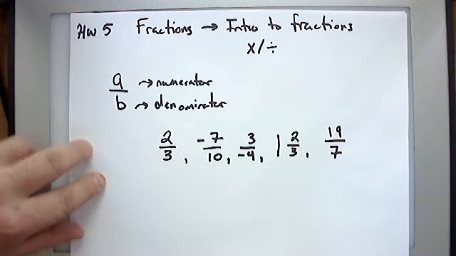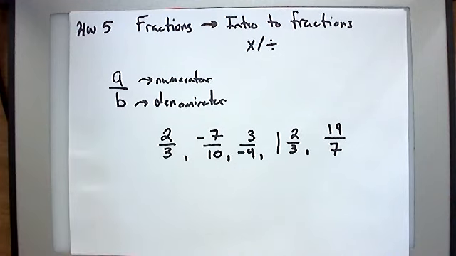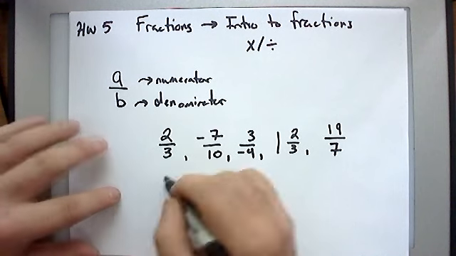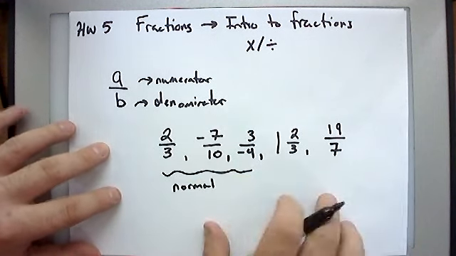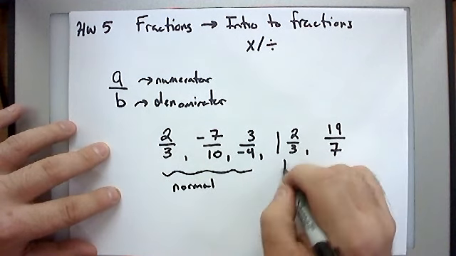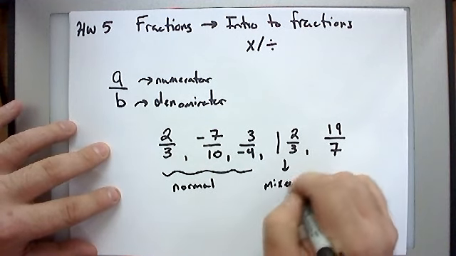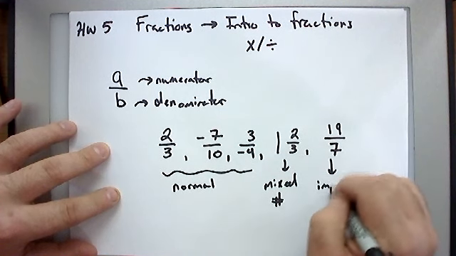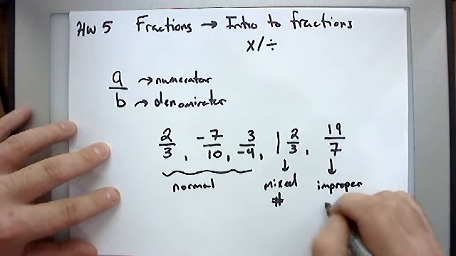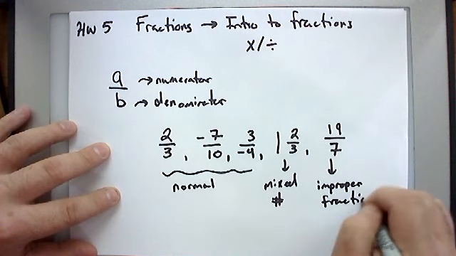Improper is sort of a poor choice of words here, in my opinion. It implies that there's something wrong with it. There's not anything wrong with it. So we'll put normal under these, even though we don't really use the term normal fraction. This one here is a mixed number. And this one here is an improper fraction. But again, improper really means top heavy, not so much a problem.